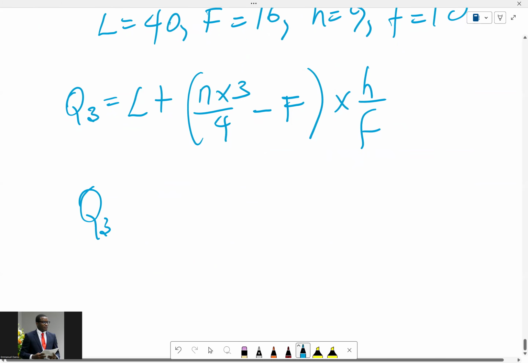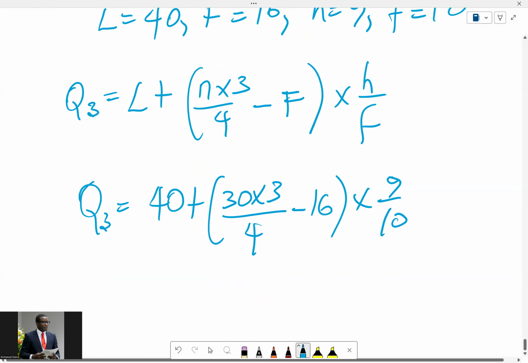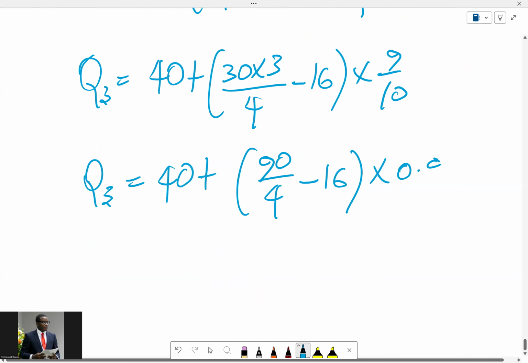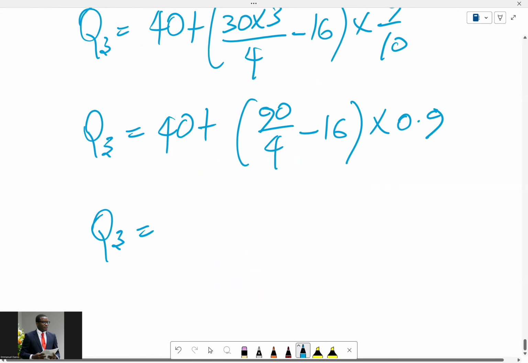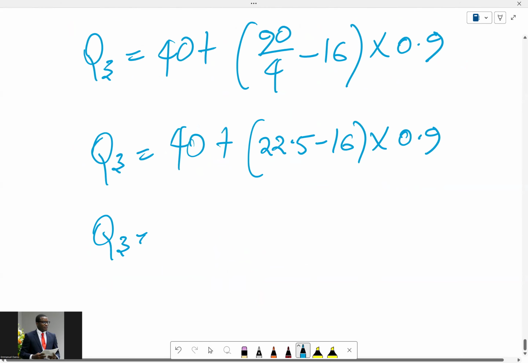So that Q3 now is equal to 40 plus 30 times 3 over 4 minus cumulative frequency before that class, again is 16, times 9 over 10. And then we get moving. So Q3 is 40 plus 90 over 4 minus 16 times 0.9. So Q3 is equal to 40 plus 22.5 minus 16 times 0.9. So Q3 again is 40 plus 22.5 minus 16 would be 6.5, I believe. Yeah, I think so. Times 0.9 now.